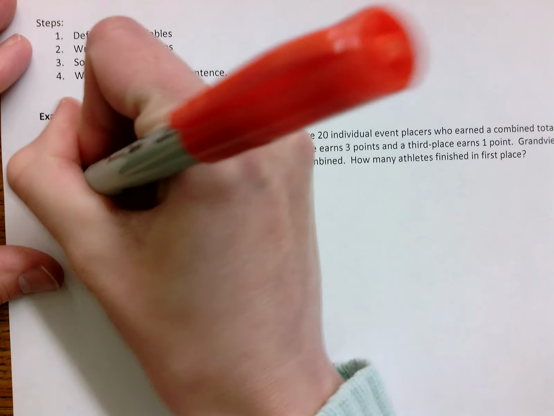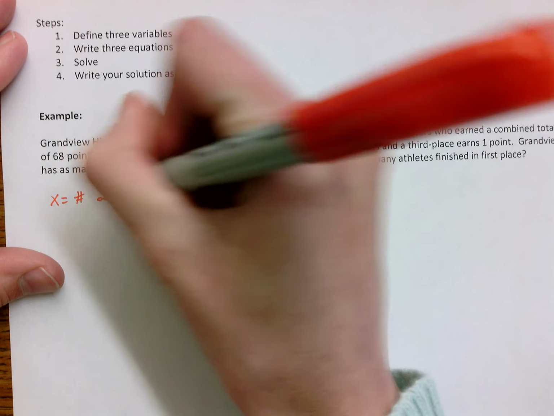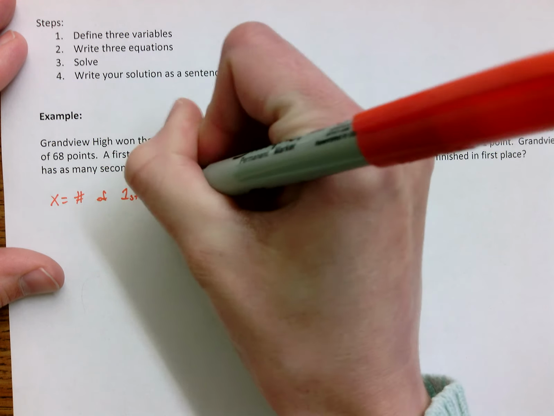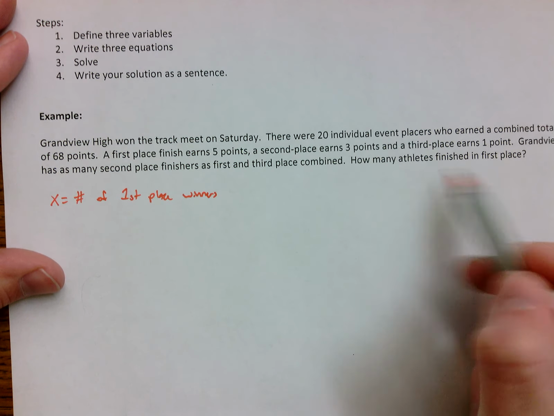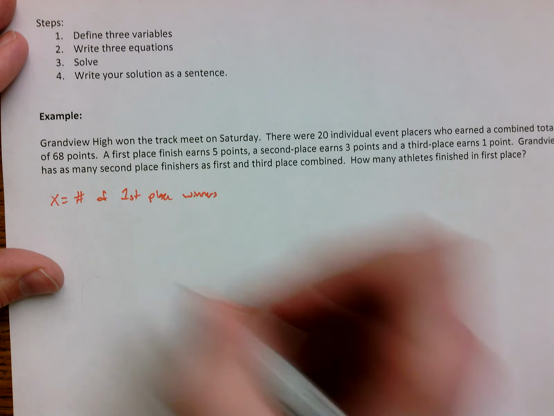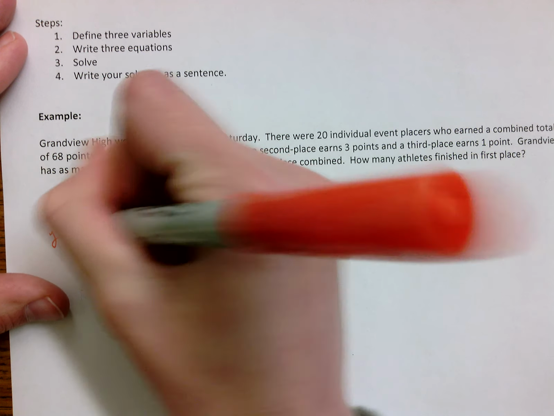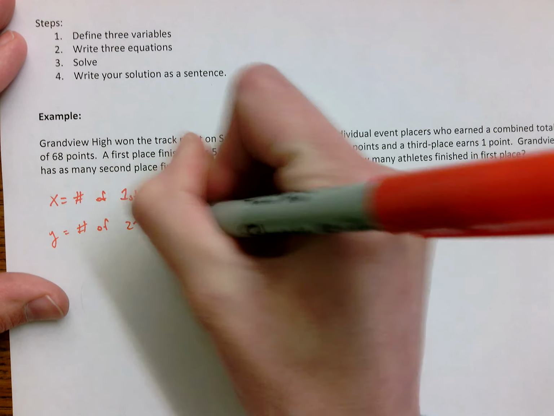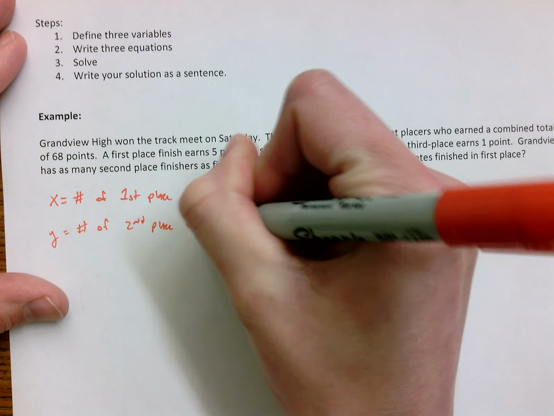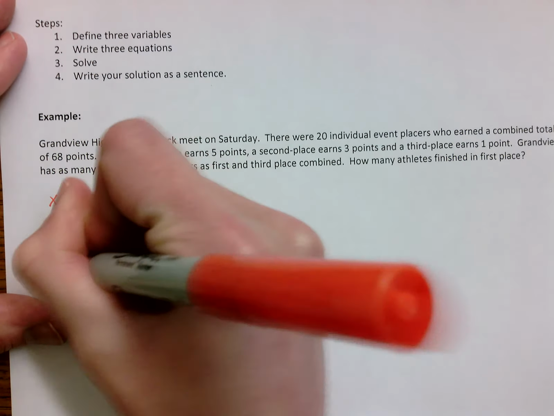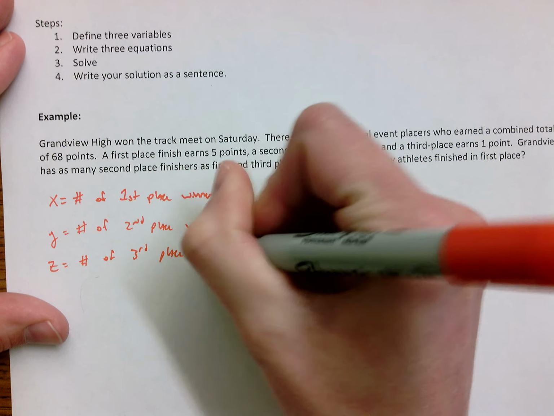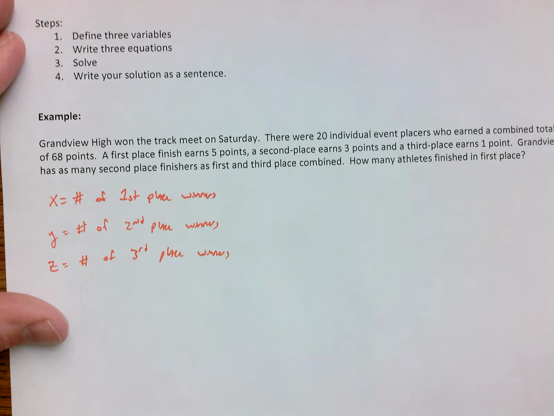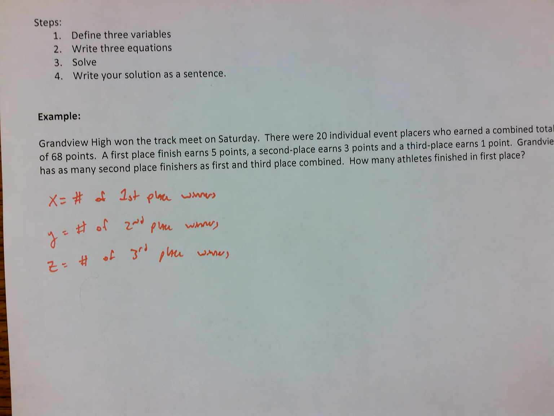So I'm going to say that X is the number of first place winners. And again, I'm getting that because the question is asking me how many athletes finished in first place. Okay. Y is going to be the number of second place winners. Okay. And then Z is going to be the number of third place winners. All right. So we've defined our 3 variables.